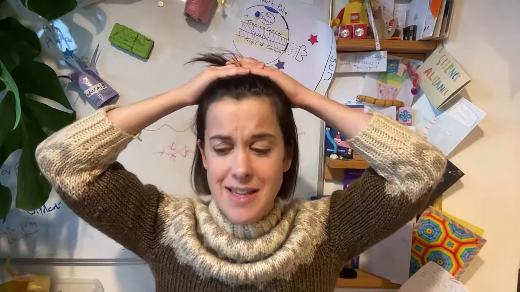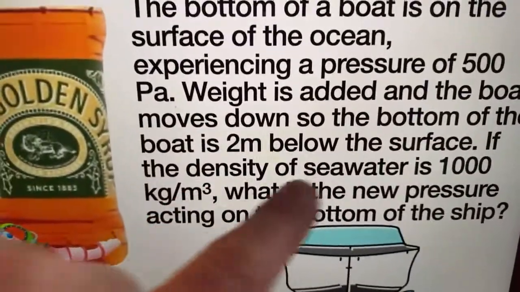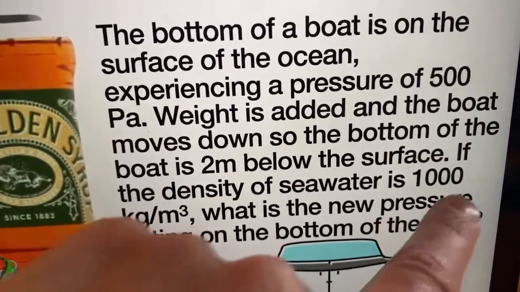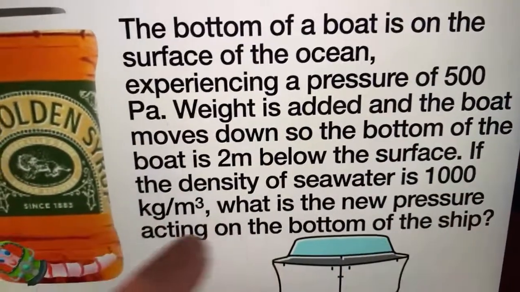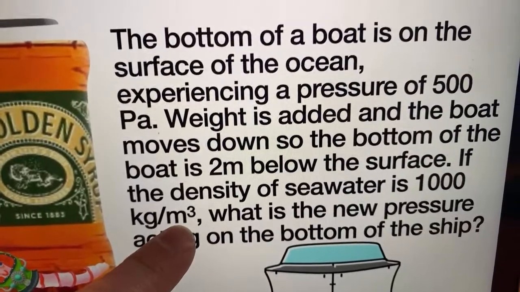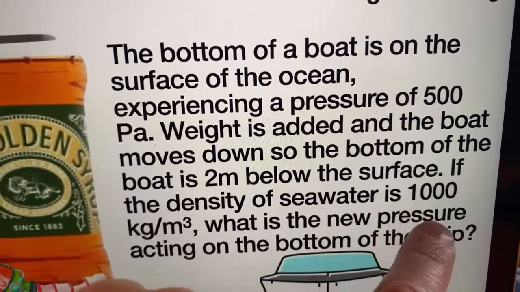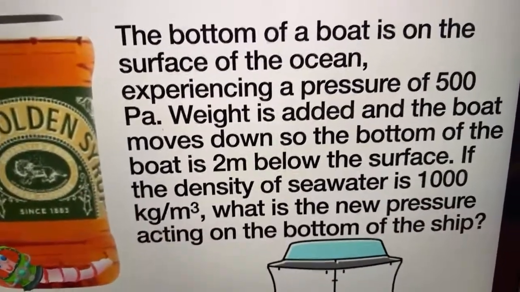If you've been to my Facebook group and downloaded the sheet, I've told you that the density of seawater is like 30,000 or something. It's not, it's 1,000. Can you change it now or you'll get the wrong answer? Whatever you've got on your sheet, that number should be 1,000 kilograms per metre cubed. The density of seawater is 1,000 kilograms per metre cubed.